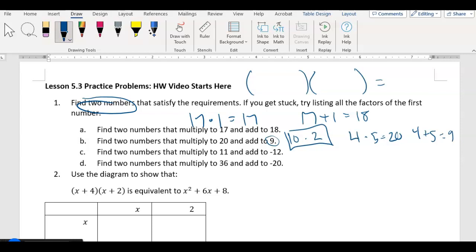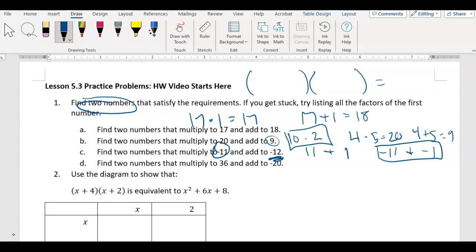Two numbers that multiply to 11 and add to negative 12. Ooh, this is an interesting one. So two numbers that can multiply to equal negative 11 are 11 and negative 1, or negative 11 and 1. We want it to multiply to be positive 11, and so it can be negative 11 and negative 1, and then negative 11 plus negative 1 gives me negative 12. So that works out pretty nicely.